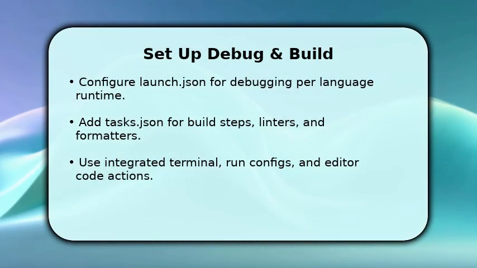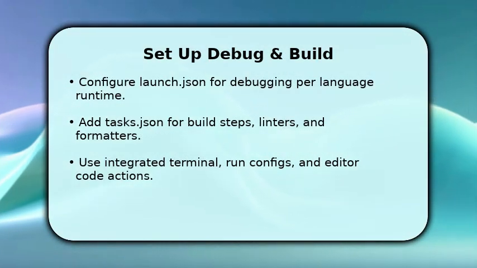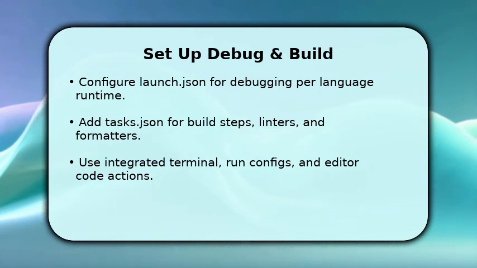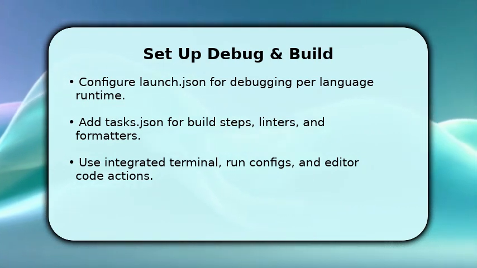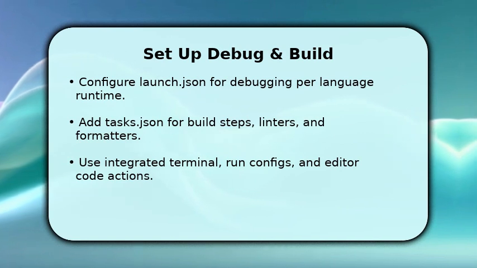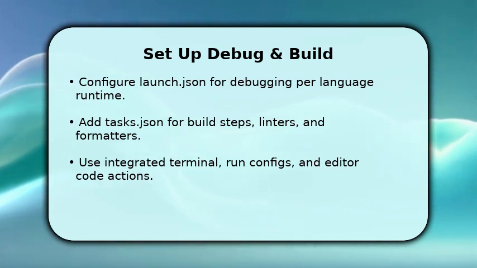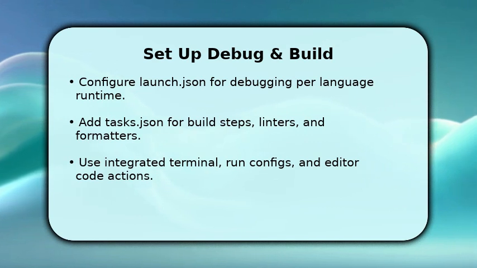Next, you configure debugging and build tasks. Create a launch.json tailored to your runtime, for example Python or Node, so breakpoints work reliably. Then add tasks.json to automate builds, run linters, and trigger formatters.